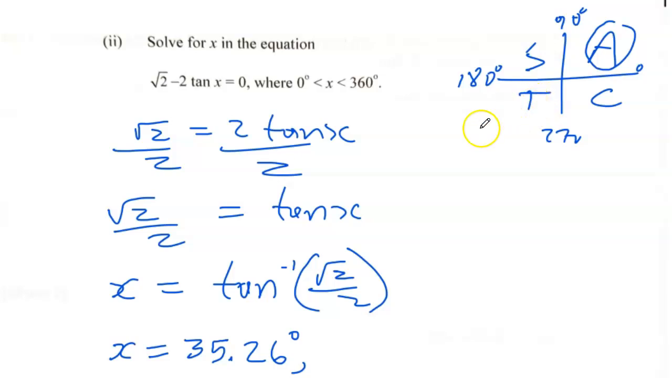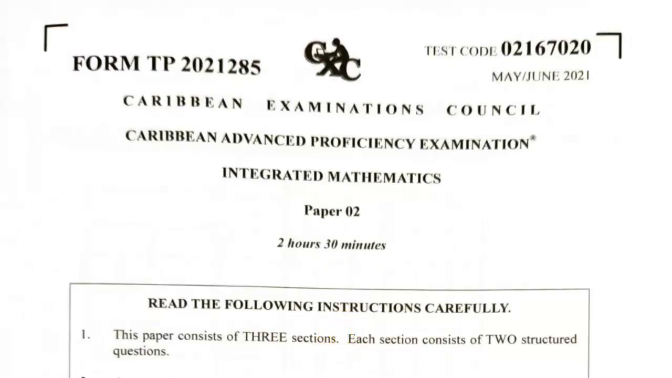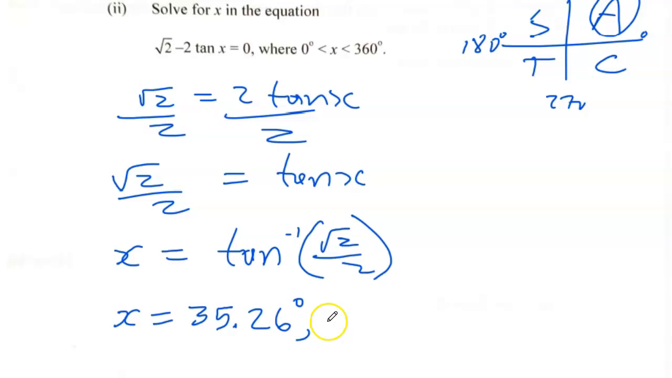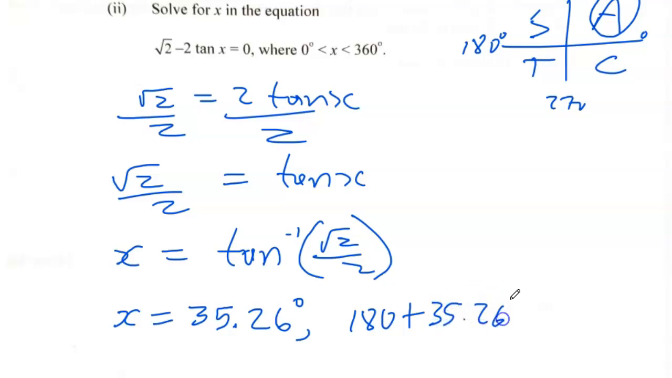So to get the angle in the third quadrant, we just add it to the horizontal 180. So the other angle would be 180 plus 35.26 degrees, and that will give us 215.26 degrees. So x equal to 215.26 degrees. So these are the two angles that would satisfy this equation.